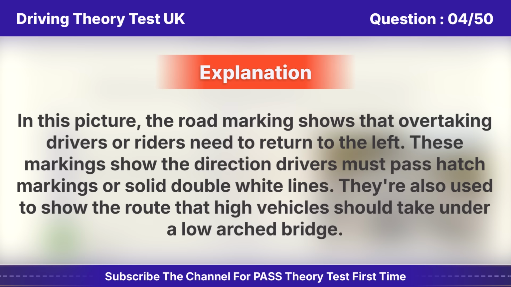In this picture, the road marking shows that overtaking drivers or riders need to return to the left. These markings show the direction drivers must pass hatch markings or solid double white lines. They're also used to show the route that high vehicles should take under a low arched bridge.